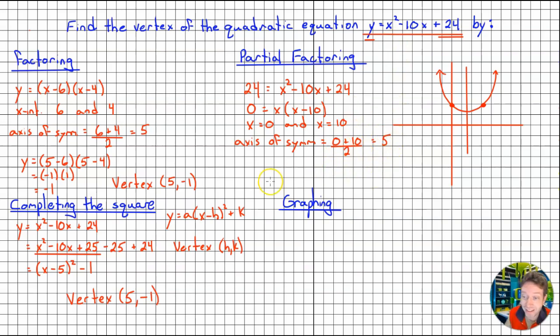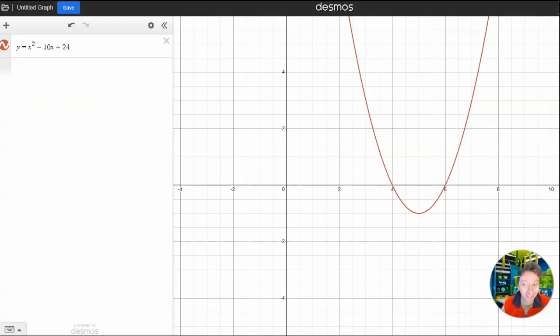And then we can go ahead and substitute 5 back into the equation for x to figure out what that y-coordinate is. So you would have 5 squared minus 10 times 5 plus 24, which gives us negative 1. So our vertex is 5 and negative 1. And of course, our last strategy is to open up Desmos or a graphing calculator, go ahead and graph it, and you can see where the vertex is.